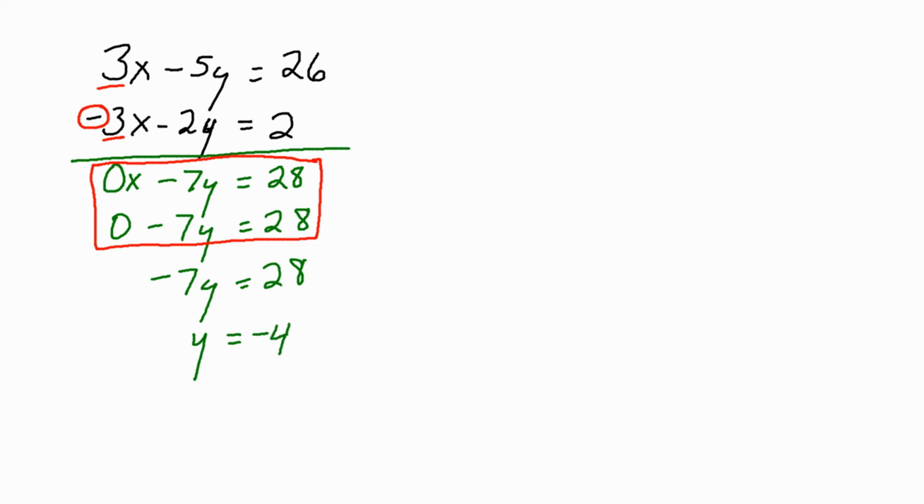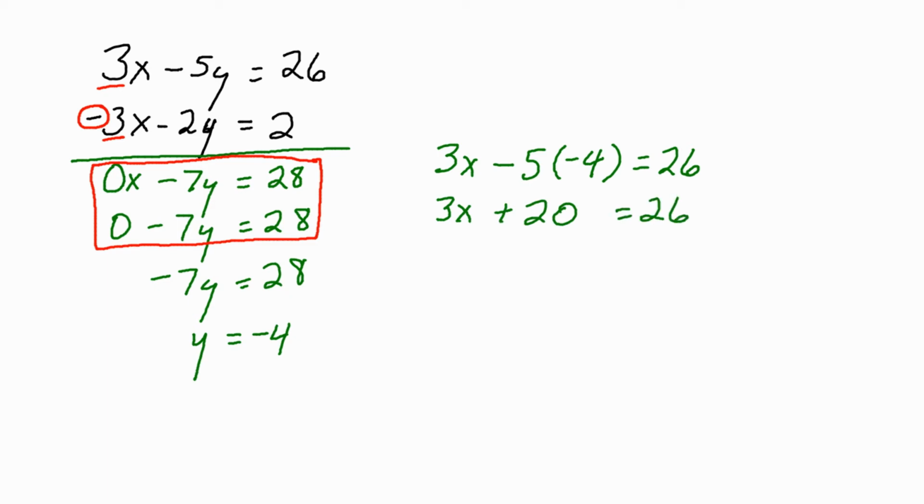Then choosing one of the original equations, like 3x minus 5y equals 26, I substitute, so 3x minus 5 times y, which is now negative 4, equals 26, and solve for x. So 3x plus 20 equals 26. Subtract 20 from both sides. 3x equals 6. Divide by 3, and x is 2. So our answer should be 2, negative 4.